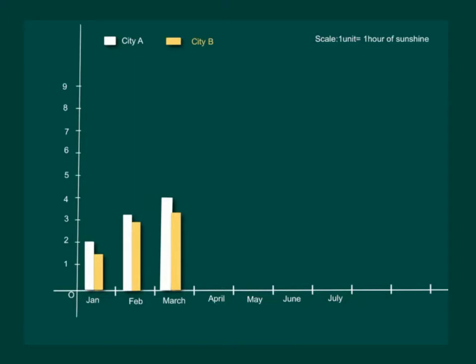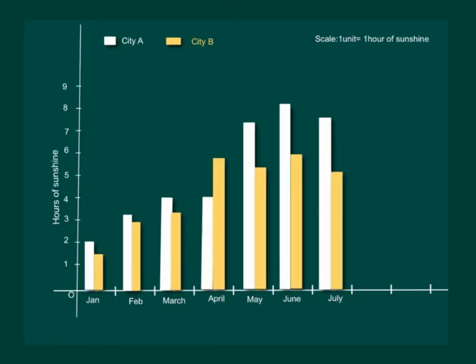Likewise, let us draw the whole graph. So the final double graph would look something like this, and now we can infer that except for the month of April, always city A has more sunshine than city B. Also note that while drawing the double bar graph, there should be no gaps between the two bars.